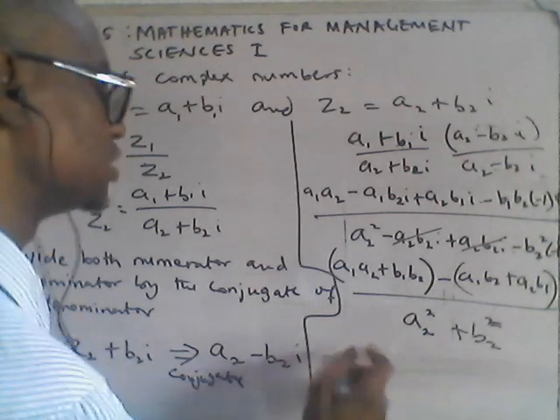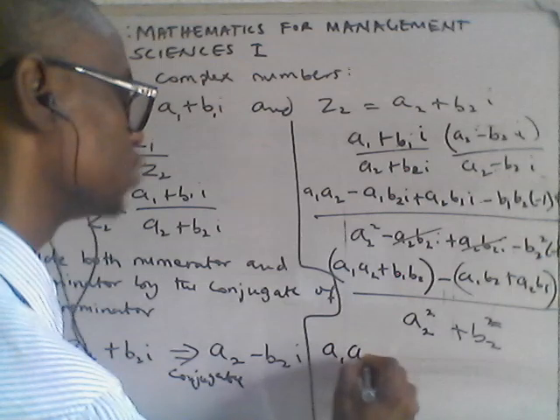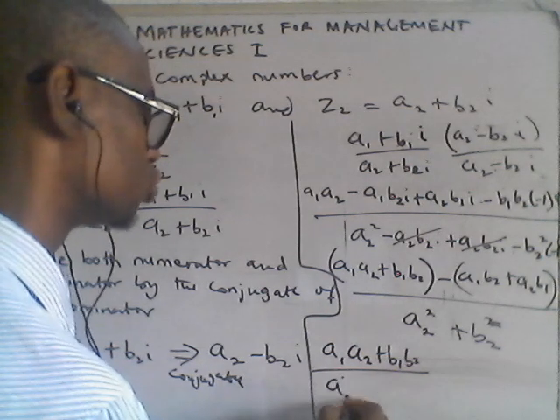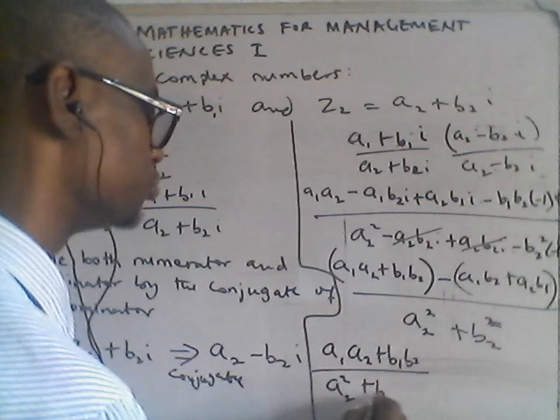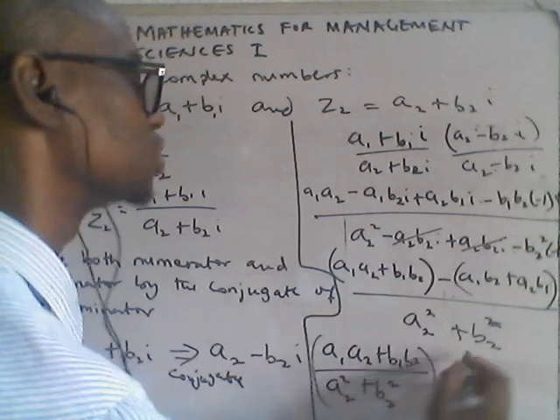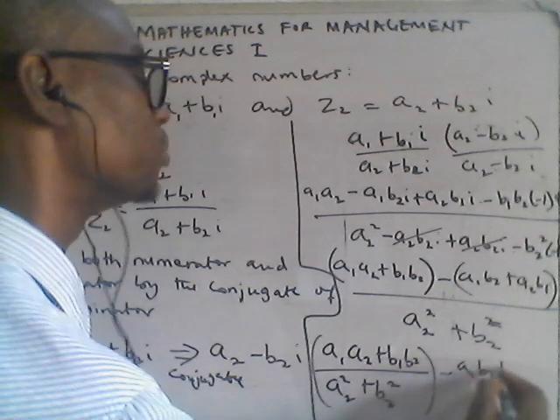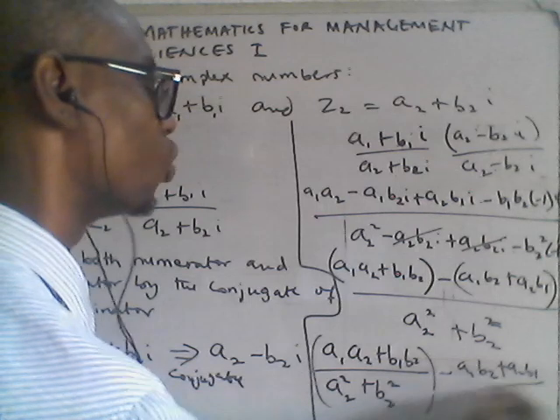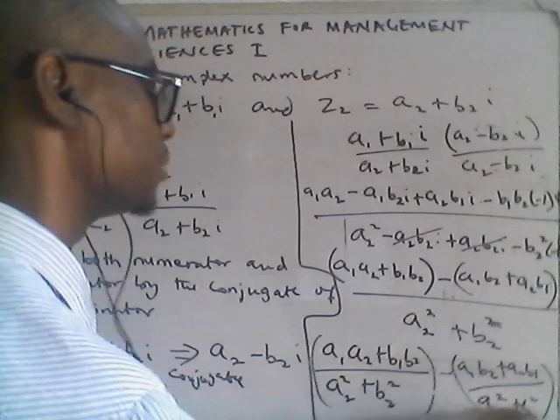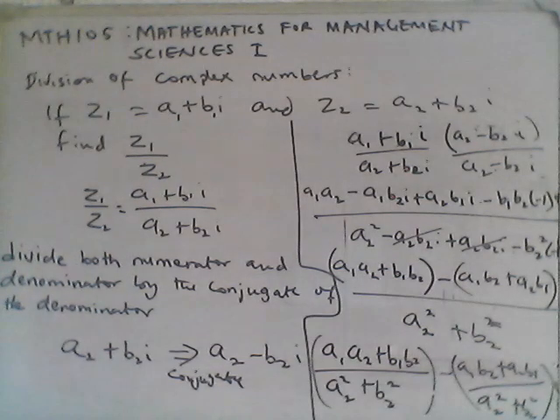Let me just conclude like this. We say a1, a2 plus b1, b2 all over this component a2 square plus b2 square. This is the real part. Plus, sorry, no, minus. This is minus. Then a1, b2 plus a2, b1 over a2 square plus b2 square, then i. This is the imaginary part. So we have done that. Okay. So just let us use real numbers for us to appreciate this more.